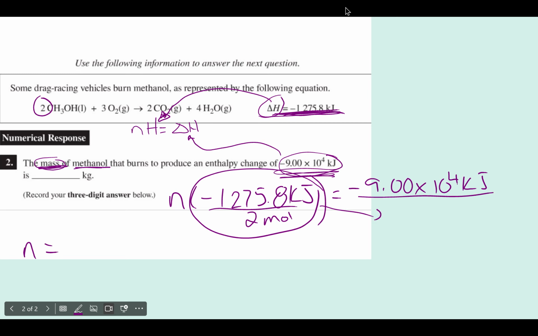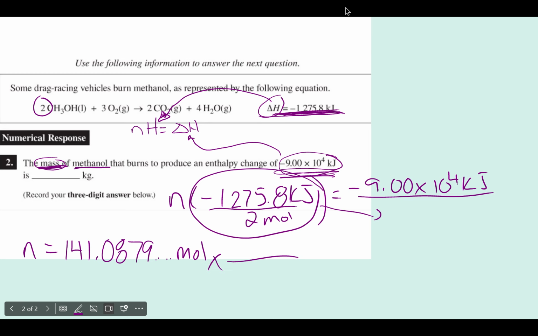So n will equal, let's put that into our calculators quickly. And you'd have negative 9.00 times 10 to the power 4. And we want to divide that by negative 1,275.8, and that value is divided by 2. So at this point, I'm getting 141.08. This number keeps going, and this is in moles of methanol.